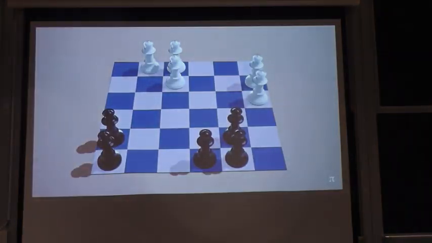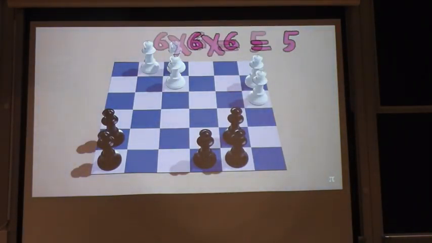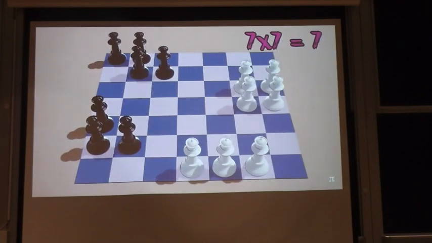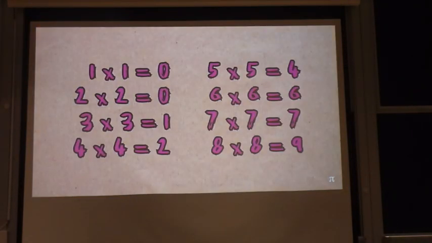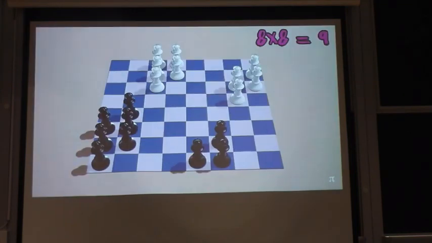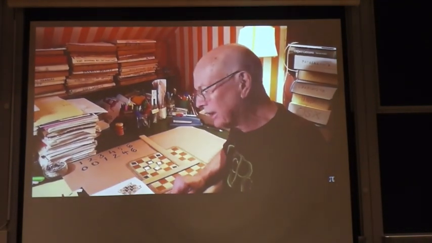For 6, you can do 5. And for 7, I think you can do 7. On a regular chessboard, you can do 9. 9 black, 9 white, and they don't attack each other. And you notice they come in clumps. And that seems to be a very good way to do it.